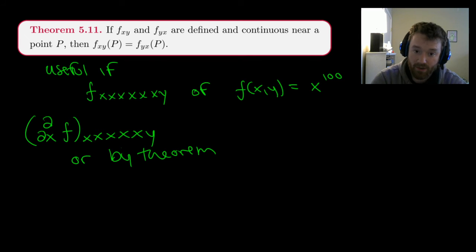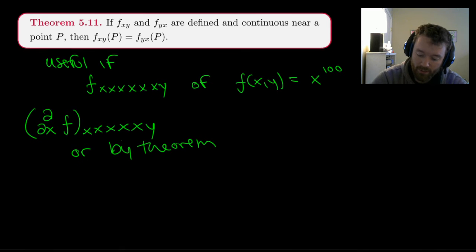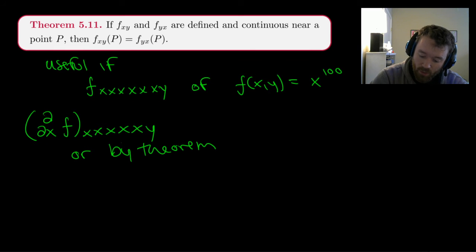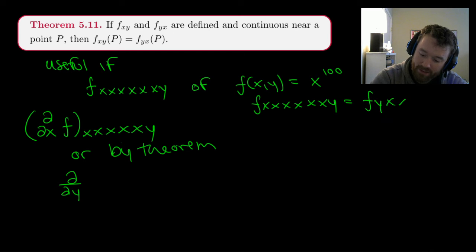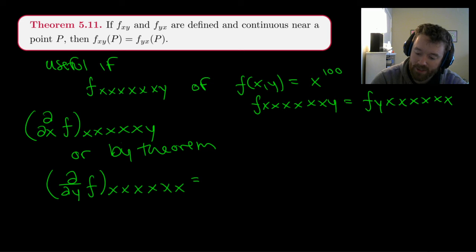so we could sit down and we would be working this out all day, right? I mean, well, maybe not this function, but it could take a long time, right? Or by the theorem, we could take the partial with respect to y first, because it turns out that fxxxxxxy is equal to f, y, and 6 x's. So I could take a partial with respect to y first, and then partials with respect to x, so 5 x's or 6 x's.